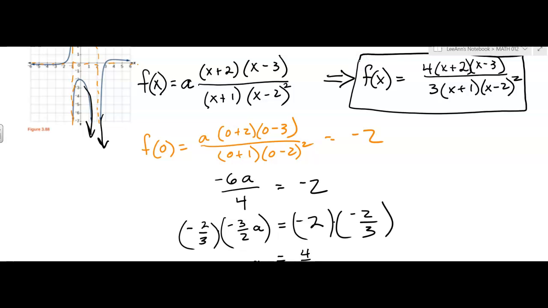So the math part, the calculating part, kind of came in when we had to find a, and we did that using the y-intercept. But other than that, we're using the x-intercepts to get the numerator factors and the vertical asymptotes to get the factors of the denominator. Okay.